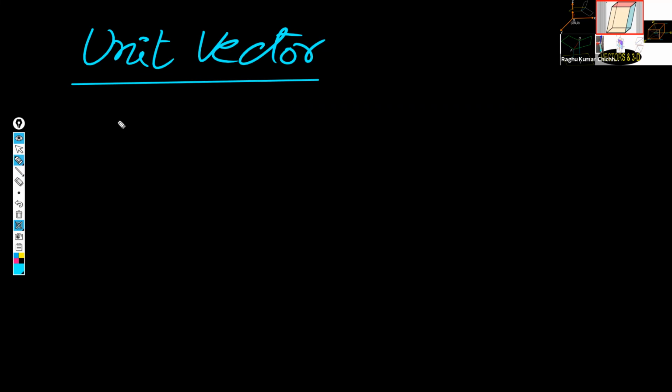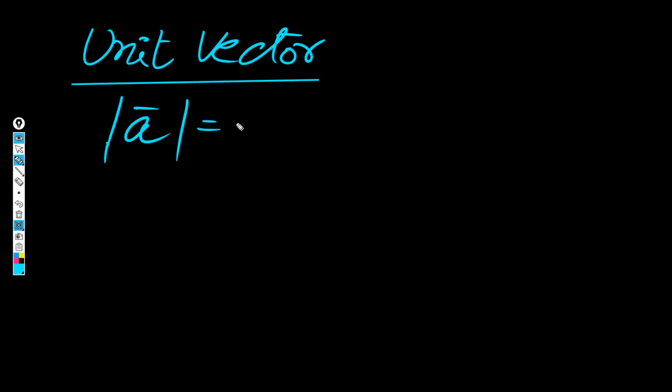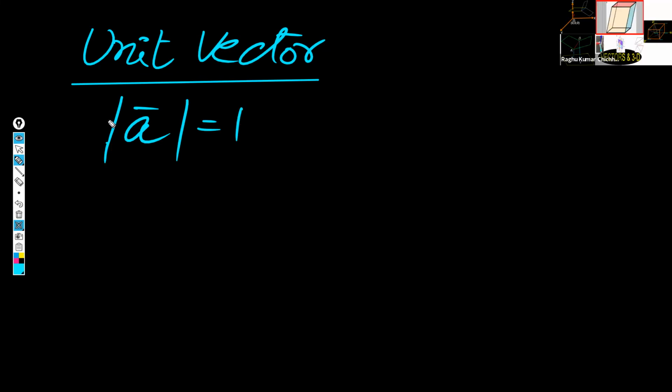For example, if A bar is a vector, if you find its length, length is denoted by modulus, as you know, modulus of A bar is 1. So it is denoted by a cap. Cap on the head represents the unit vector. So A cap is a unit vector. Mod A bar is equal to 1, and A cap is its representation.